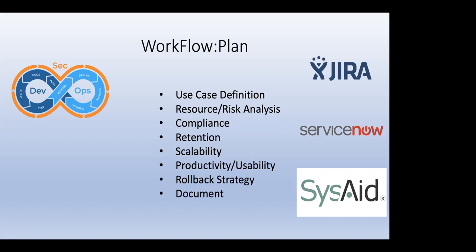And then the rollback and productivity piece. Of course, how are we going to move back if this fails, or if this starts causing issues? And then the most important piece here is to document, right? As you go through this process, you need to document. And typical tools I've used within this phase of planning are Jira, ServiceNow, SysAid. There are a few other tools that I've also used as well.